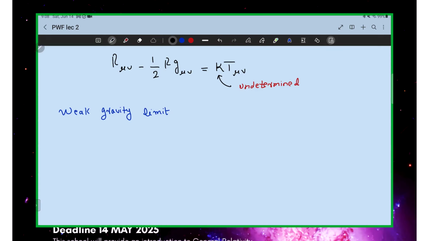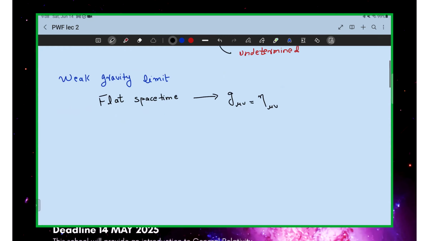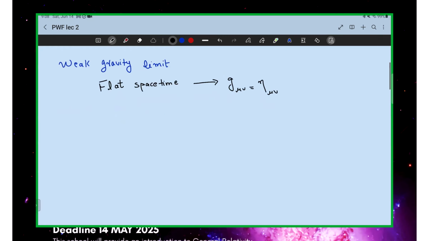If you have flat space-time, then the metric tensor is just eta mu nu, right? And what we're going to do is add a small correction to this flat space-time and see what equation that small correction has to satisfy if we put that in the Einstein field equations. Okay. So that small correction that we're going to introduce is called h mu nu. So the metric tensor is eta mu nu plus h mu nu, right?